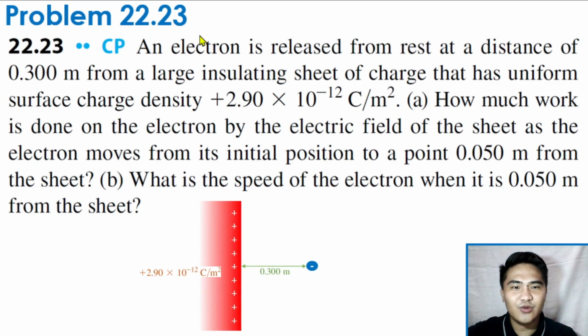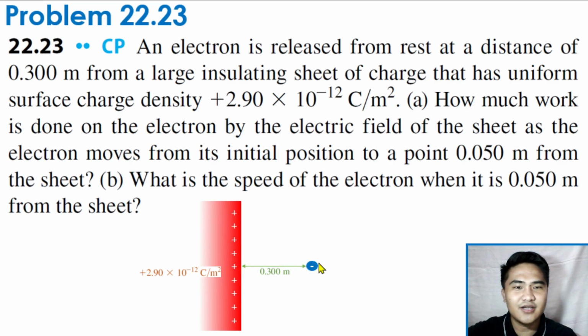Problem 22.23. An electron is released from rest at a distance of 0.3 meters from a large insulating sheet of charge that has a uniform surface density or charge density of positive 2.9 times 10 to the negative 12 coulomb per square meter.